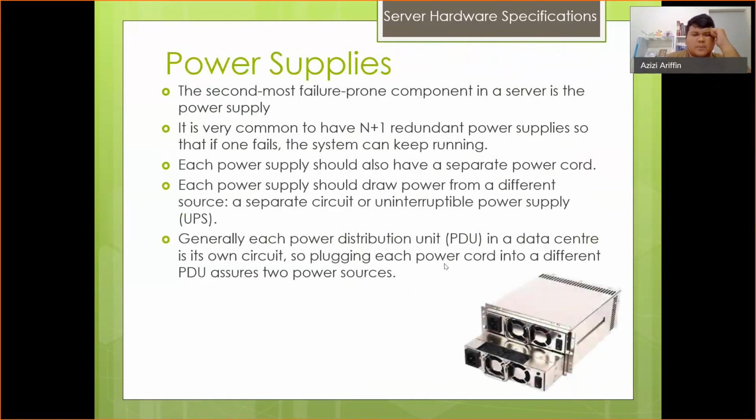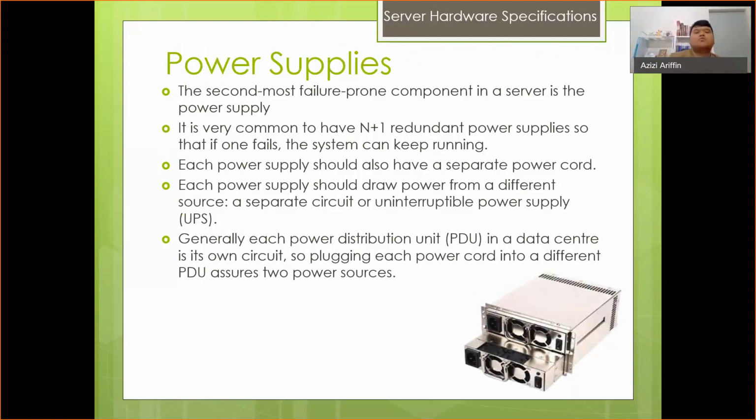Okay. The power supply, like I said before this, we need to have redundancy. So for a server, the minimum we must have is N plus 1, for example. So that means we have two power supplies. If one fails, we can have another one running, and we must be quick about it. If one is already broken, we must quickly replace it, right?